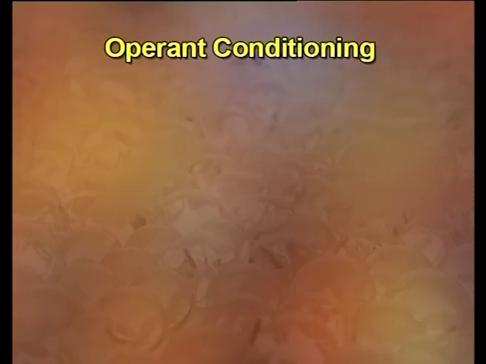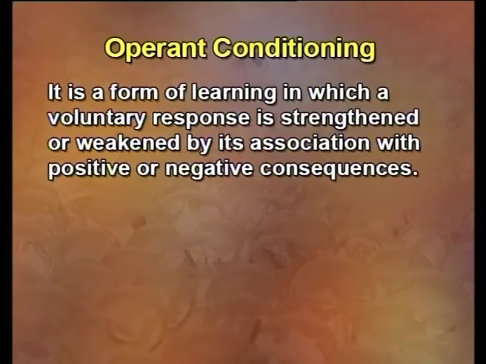So far we have discussed classical conditioning. Now let us discuss operant conditioning. It is a form of learning in which a voluntary response is strengthened or weakened by its association with positive or negative consequences. Please understand these terms. Please pay attention to these terms. A voluntary response is strengthened or weakened. How? By its association with positive or negative consequences.